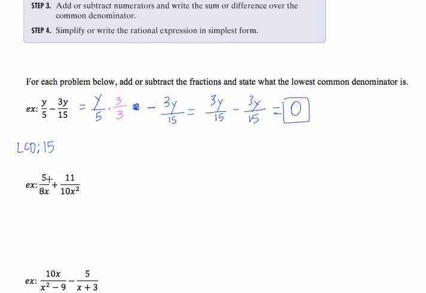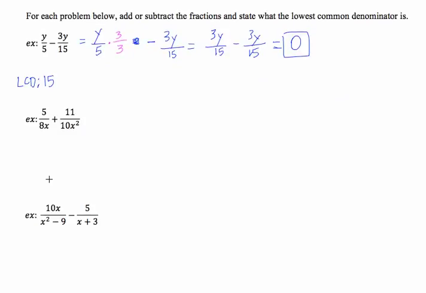Okay, let's do another one here. 5 over 8x plus 11 over 10x squared. This one's not as obvious what the lowest common denominator is. So between 8x and 10x squared. Now let's do the x's first because that's the easier part. We have 1x here and we have 2x's over here. So it's going to have to be some constant times x squared. The question is, what is the constant? In other words, what is the lowest common divisor, or lowest common multiple of 8 and 10?